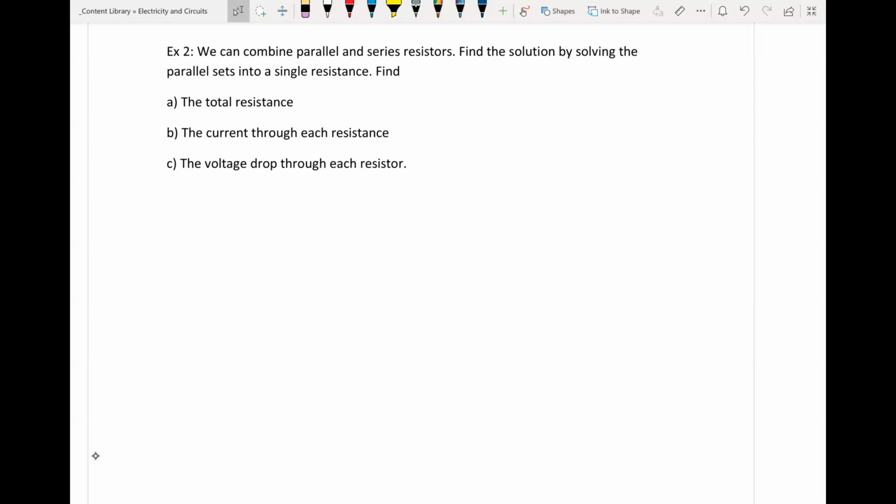In this next example, we can combine parallel and series resistors. We can find the solution by solving the parallel sets into a single resistance. So we're going to find the total resistance, the current through each resistor, and the voltage drop through each resistor. So I'm going to draw the diagram on the side that we're going to use.